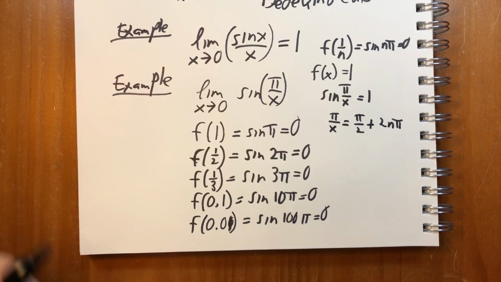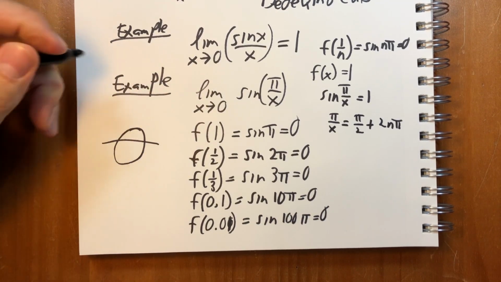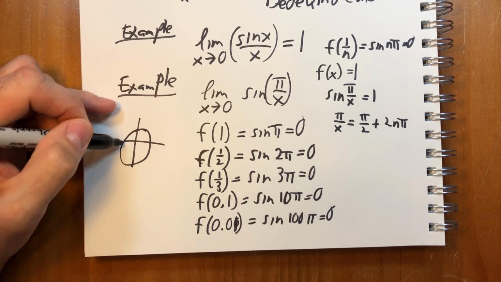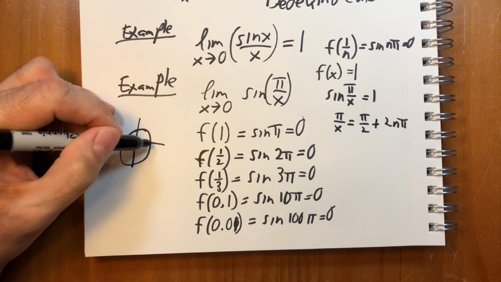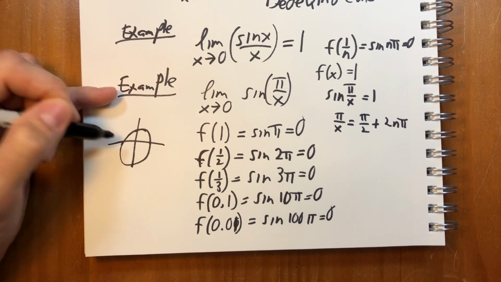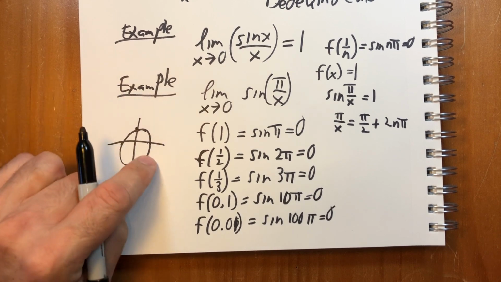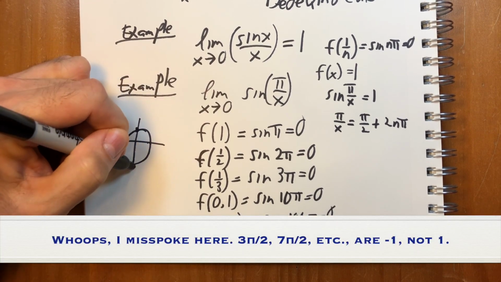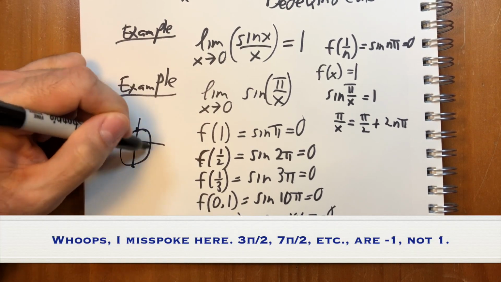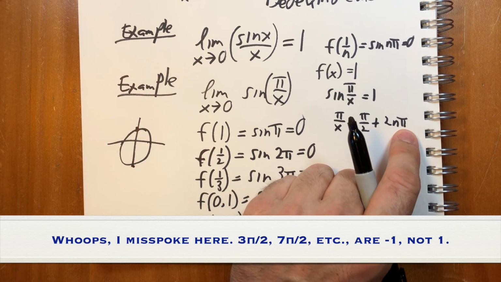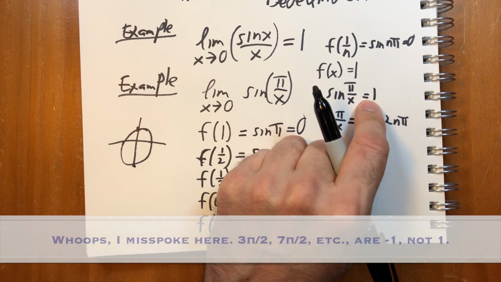Because if we have a circle, whenever the value is 0, 1 pi, 2 pi, 3 pi, 100 pi, 101 pi, sine is always 0 there. But if it's pi over 2, then sine is 1. 3 pi over 2, 5 pi over 2, 7, and so on. Or any even multiple of pi plus pi over 2, and sine is 1.